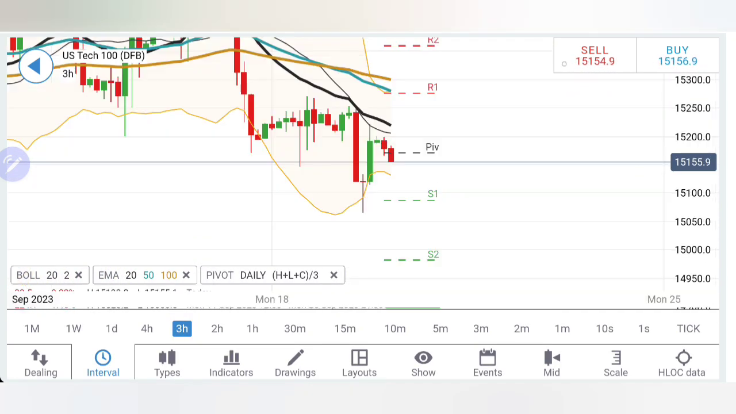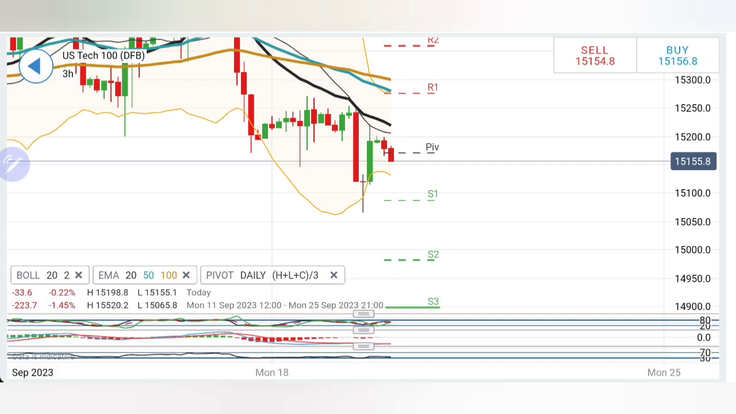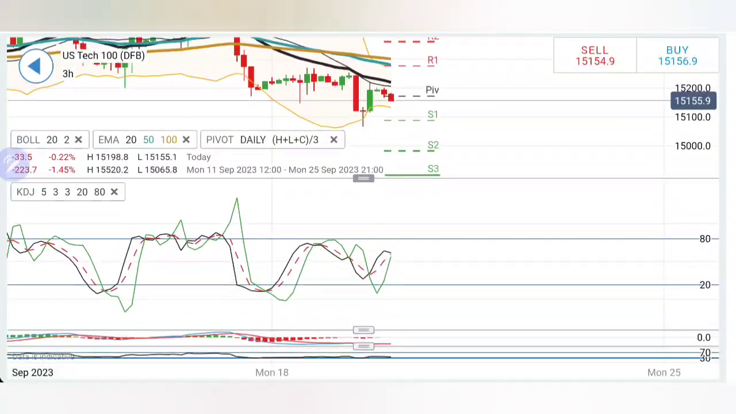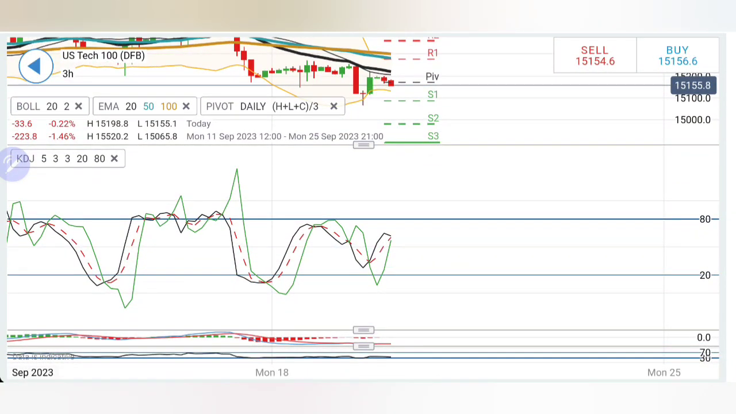Coming to the 3-hour chart, similar observation. See, candle size is increasing here. I'll wait for the third candle. If it stays below 15100, that is the point below which the bears will try to take over. And 15050, 15040 is a very strong support, and then 14970, 15,000 is the second strongest support.